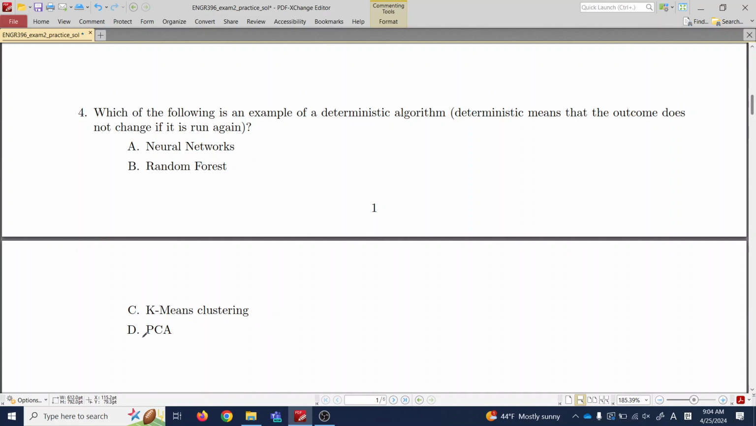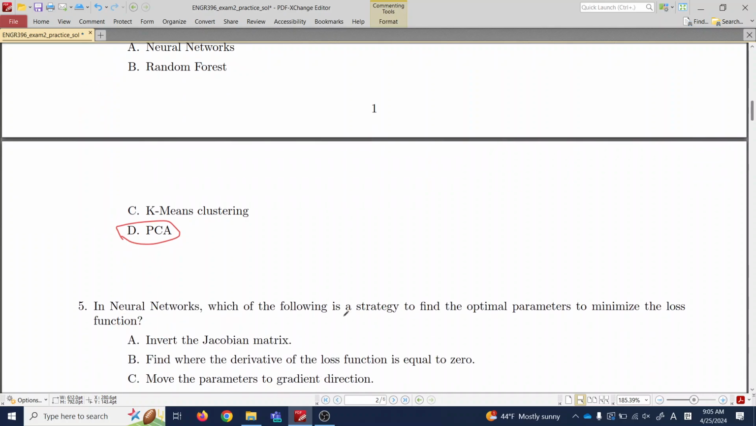But PCA is always the same if you start with the same data set, because it's just a singular value decomposition of the covariance matrix. There's no randomness involved in that computation. So PCA is a deterministic algorithm.